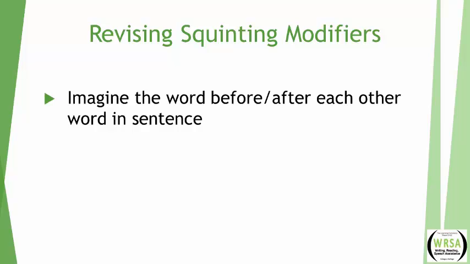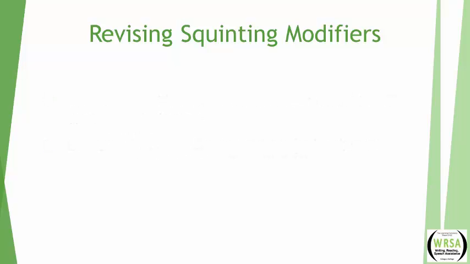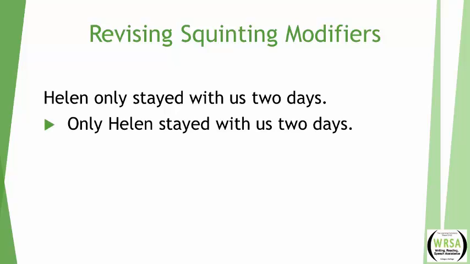So in order to revise those squinting modifiers, imagine that one word before or after each other word in the sentence and determine if it makes sense in that spot. Here's an example that will really depend on the meaning behind what you're saying. What are you trying to get across? Helen only stayed with us 2 weeks. Only stayed? It's not a big deal that she stayed. Or only Helen stayed with us 2 days. It was only Helen. It wasn't anyone else.